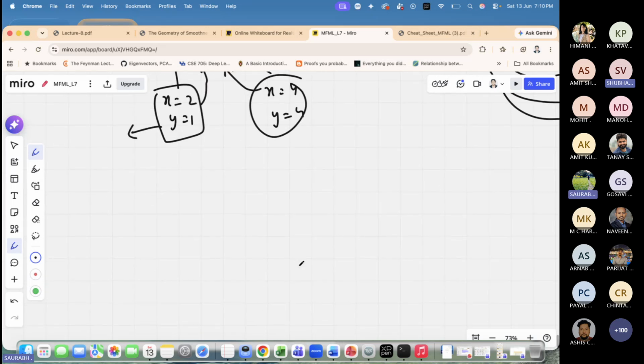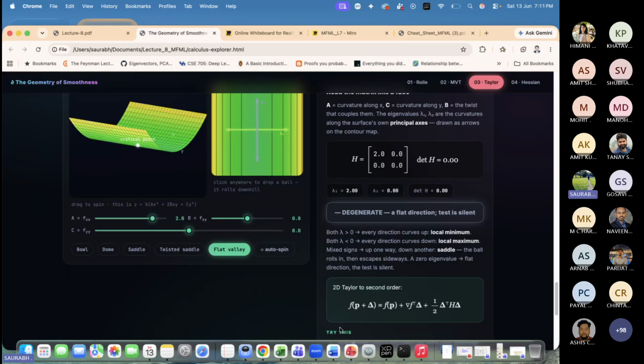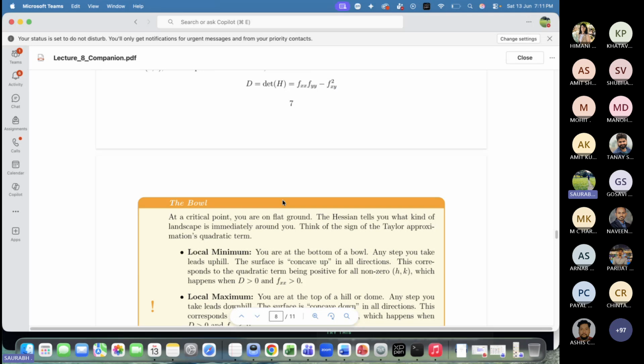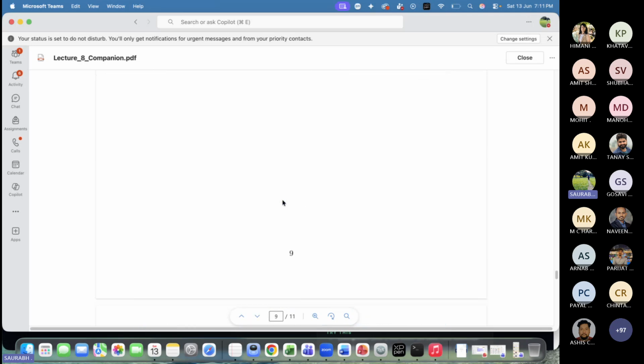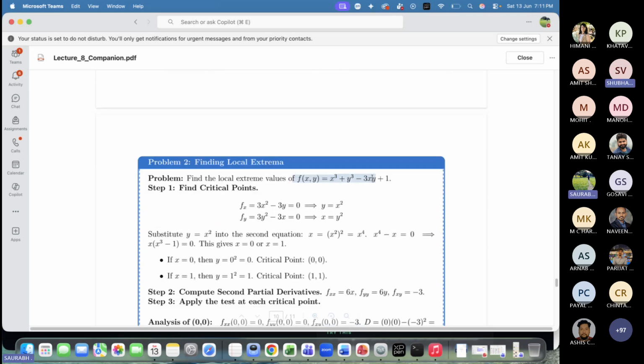Sir, just one quick question. In one of your examples, you showed that we differentiate with respect to x and y, then solve the equations to get the values of x and y. And we have one question where we know the first point. Which one is that? Let me go to that. This one, right? The second problem. Yeah, this one.